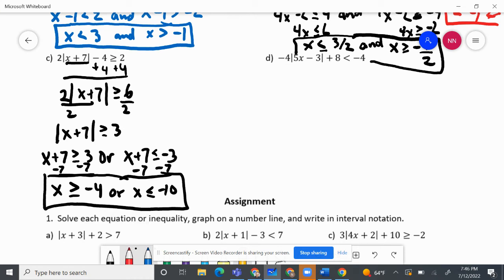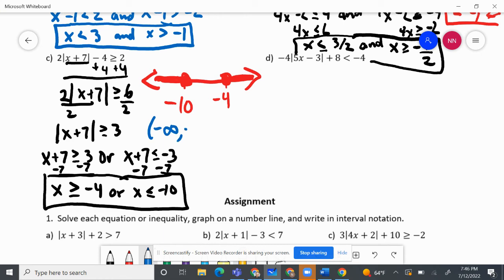After we solve it, we're going to graph it on a number line. Remember, the least value comes first. So in this case, negative 10. Then we have negative 4. Both of these are closed circles. Since it's an or statement, it's going in opposite directions. For the interval notation, we have negative infinity to negative 10, and we do the or symbol, and we have negative 4 to infinity. Remember, we have two intervals because there are two lines.